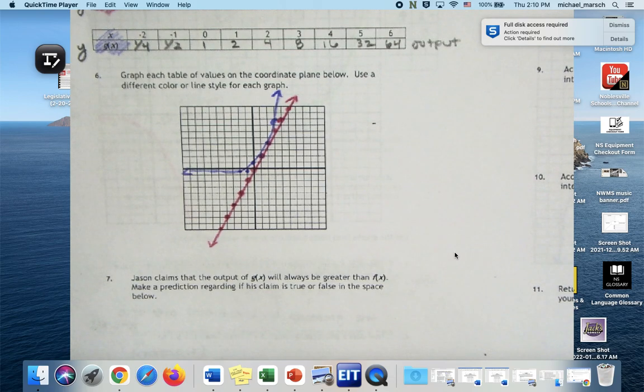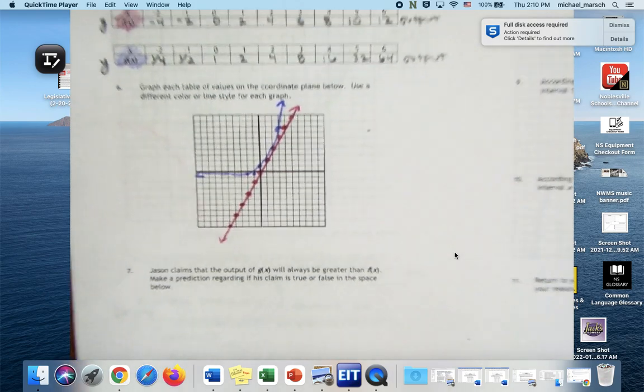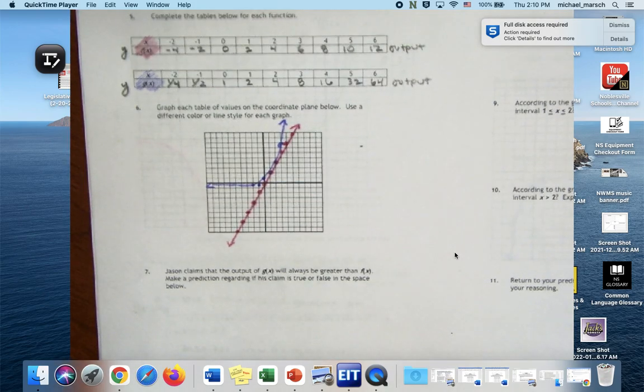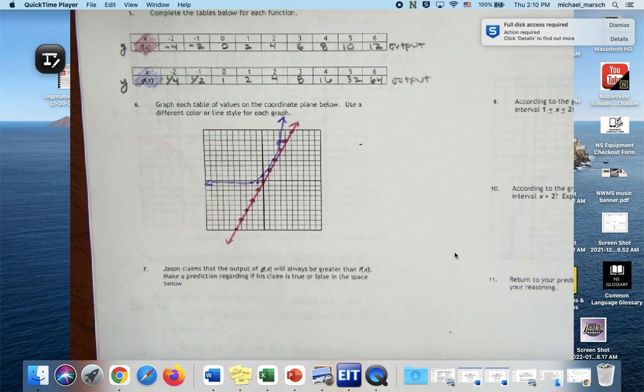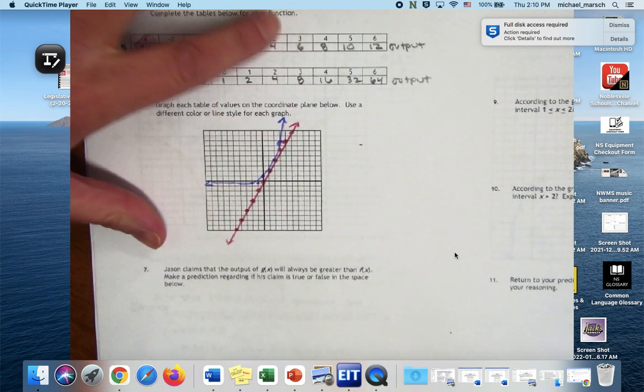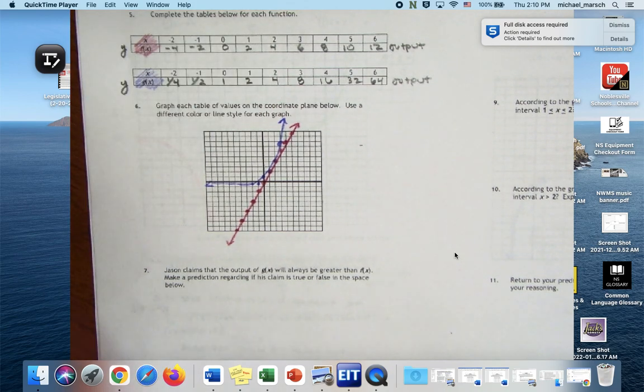Addie's saying true. Why do you say true over there? Because it's exponential growth. It's going to get bigger and bigger. Okay. All right. Anybody else have a thought on that? Hayden? There's two of them where they are the exact same output. These do have the exact same output, so that's definitely not greater. Any other thoughts?